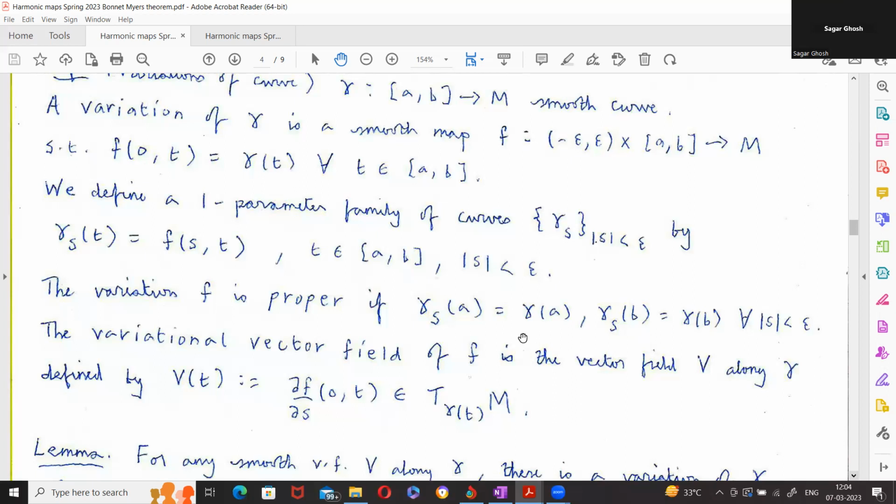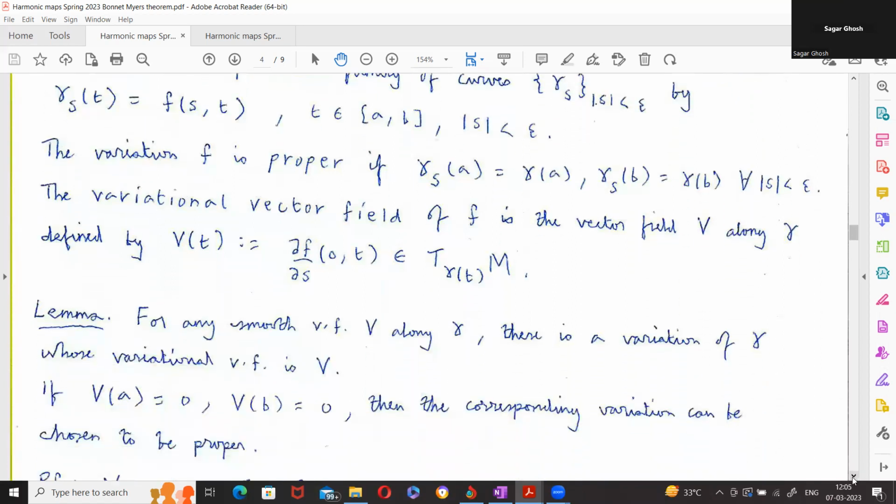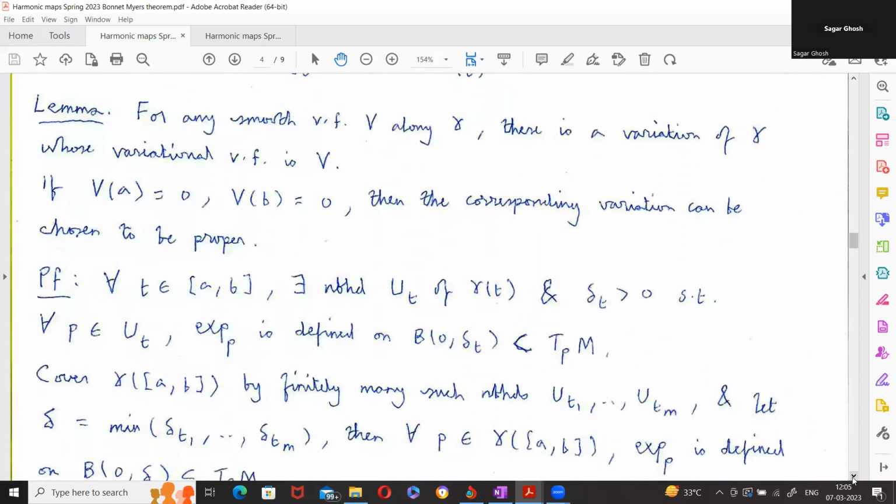So then, like we did earlier, the variational vector field of f is the vector field V along gamma, which you get by differentiating with respect to s at time s equal to 0. So it's del f del s of (0, t). So this is a tangent vector at gamma(t), right? So then we have the following lemma: if I choose any smooth vector field V along gamma, then there is a variation of gamma whose variational vector field is equal to V. So every vector field along gamma occurs as the variational vector field of a variation of gamma. And if the vector field vanishes at A and B, then the corresponding variation you can choose to be proper.